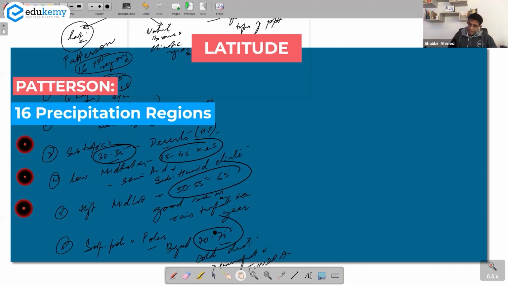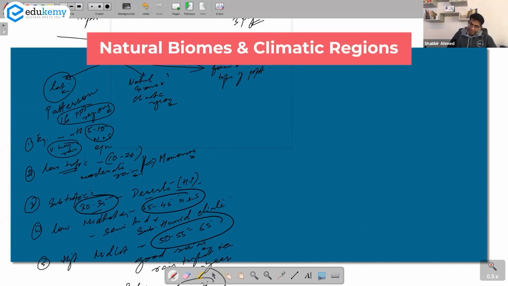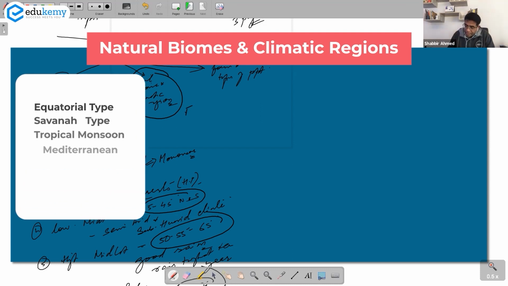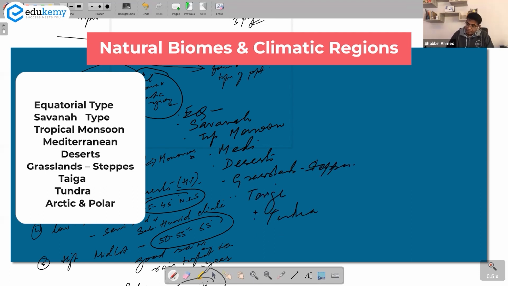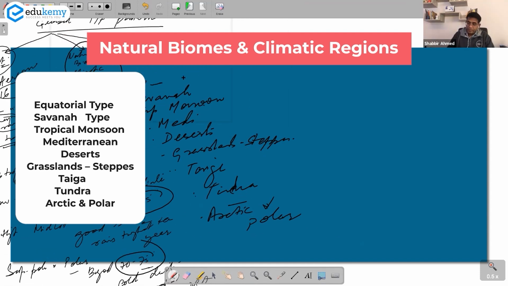Now you come in terms of the natural biomes and climatic zones. In this you have to remember 6-7 things. What is happening in equatorial type? What is happening in savanna type? What are tropical monsoons, Mediterranean, deserts, grasslands like steppes, taiga, tundra? And of course, you can talk about the Arctic and the polar. So can you tell me about the equatorial type of climate? Very heavy rains. Tropical monsoon is again the wetter type in India.